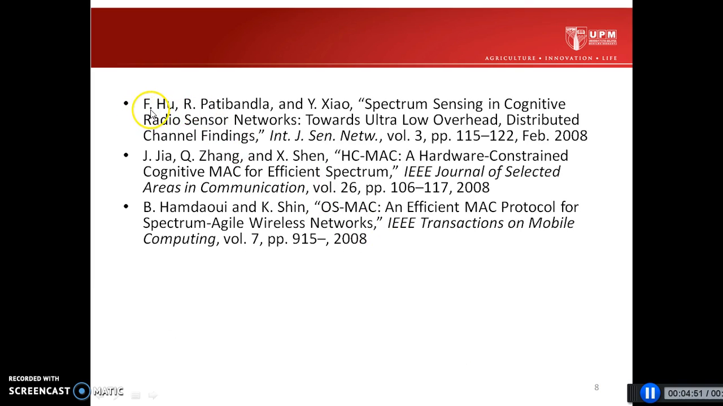So the sixth one is by Hu and Pattabiraman on the spectrum sensing in cognitive radio sensor networks.